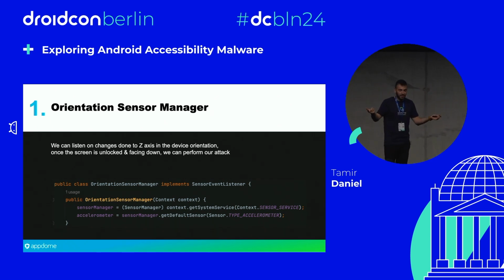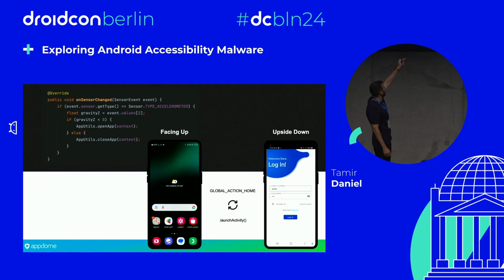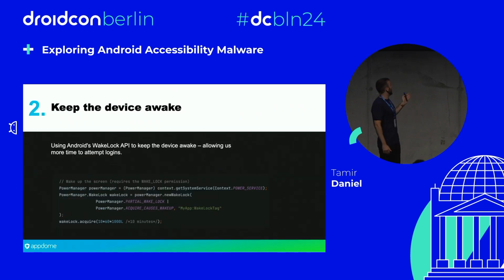So it's very easy, right? We need to implement a sensor event listener, get the accelerometer, and then check. If the gravity is below, just run the malware. If the Z is positive, close the app. And you can enhance this by adding a wake lock permission.